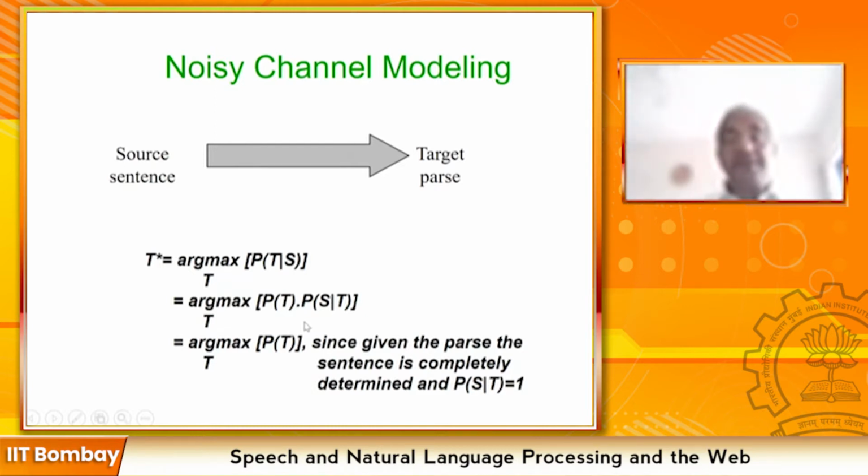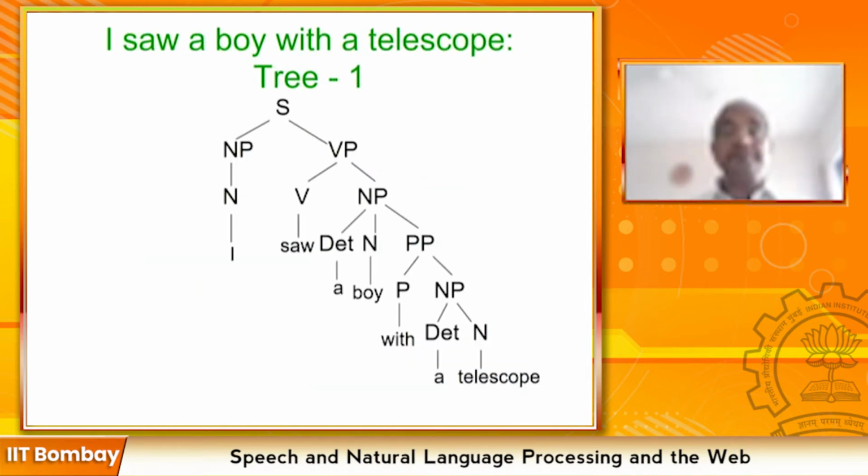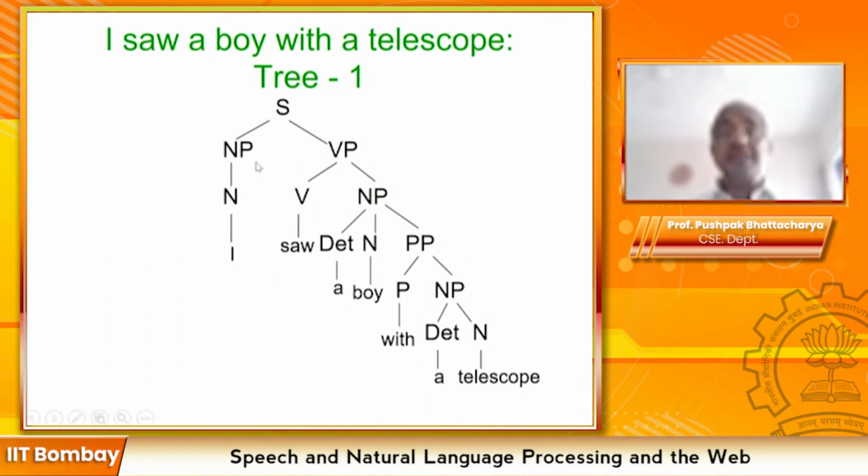So first let us cement our understanding of what is the probability of a tree. How do I understand this notion and how do I compute it? To understand that, I again go back to this example: I saw the boy with a telescope. So I get the parse tree here.